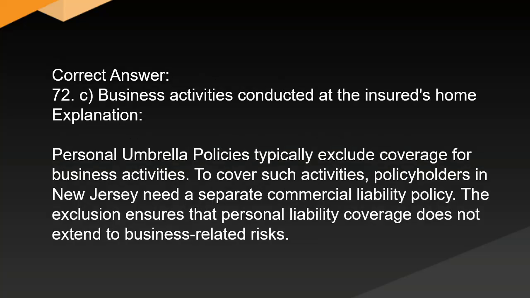Correct answer. C. Business activities conducted at the insured's home. Explanation. Personal umbrella policies typically exclude coverage for business activities. To cover such activities, policyholders in New Jersey need a separate commercial liability policy. The exclusion ensures that personal liability coverage does not extend to business-related risks.